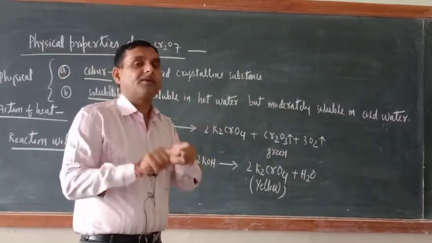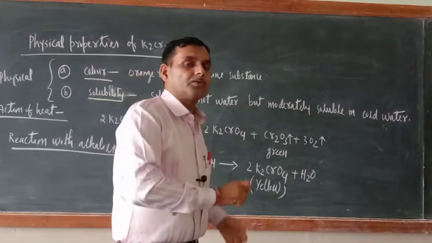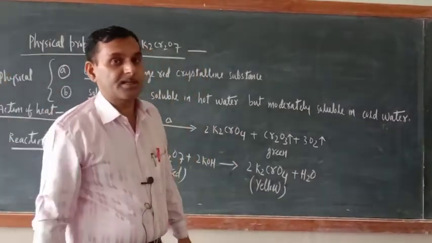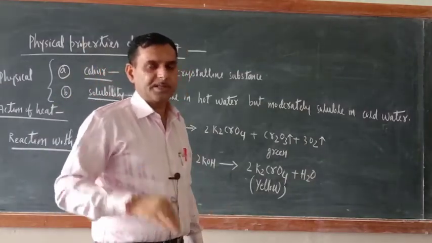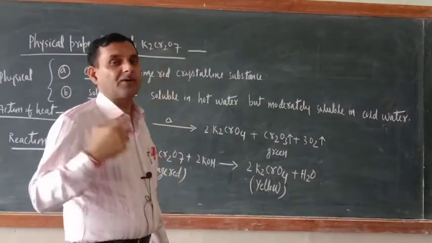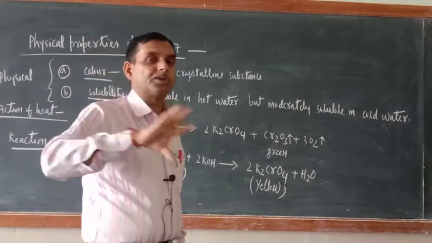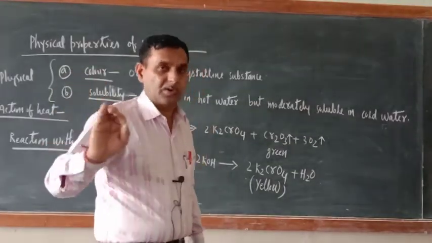Second thing, yesterday I taught you why higher oxidation state is acidic and covalent, and lower oxidation state is basic and ionic, isn't it? In the NCERT book they have not given their explanation. Remember this one.